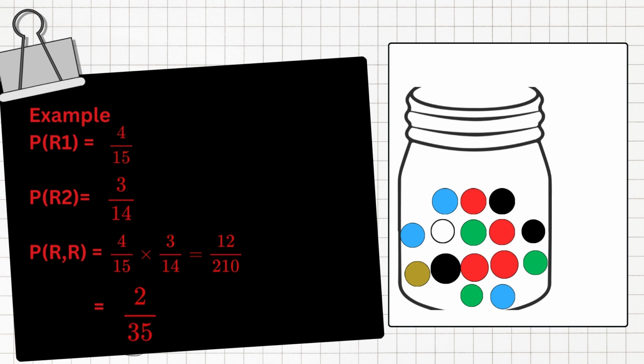Now the probability of picking the second red counter, like I explained, after picking the first red counter, I'm left with just three red counters. And after picking the first counter from the jar, I'm left with just 14 counters remaining. So the probability of picking the second red counter will be 3 over 14. So now the probability of picking two red counters will be 4 over 15 multiplied by 3 over 14, which is 12 over 210. And if we simplify this, it will give us 2 over 35.